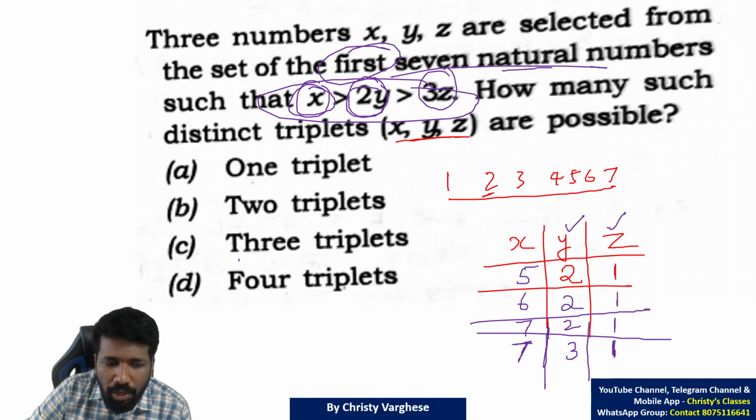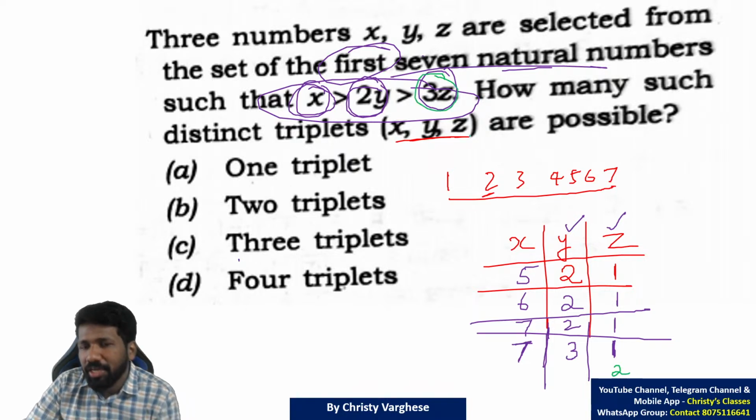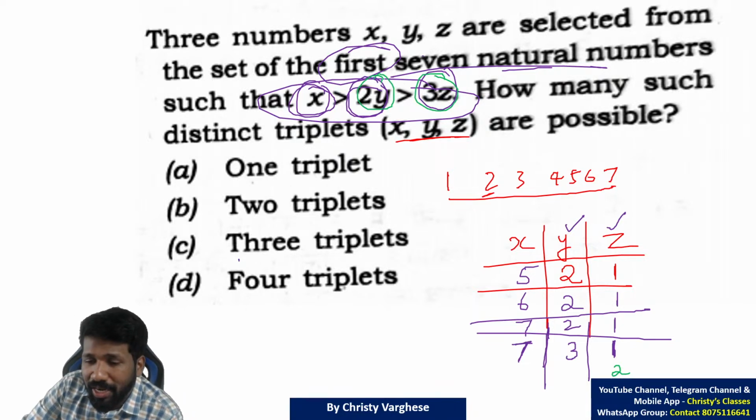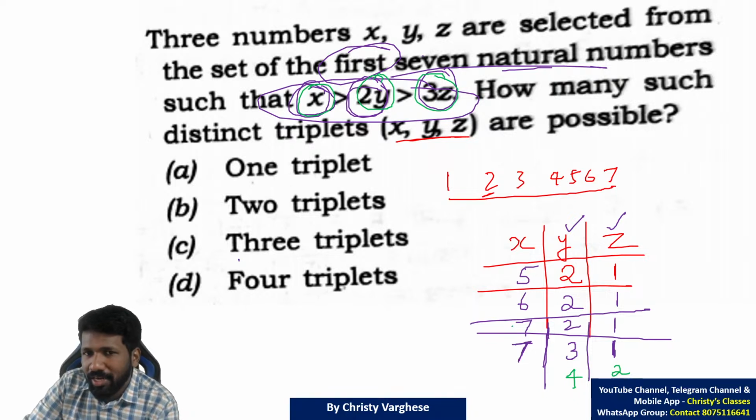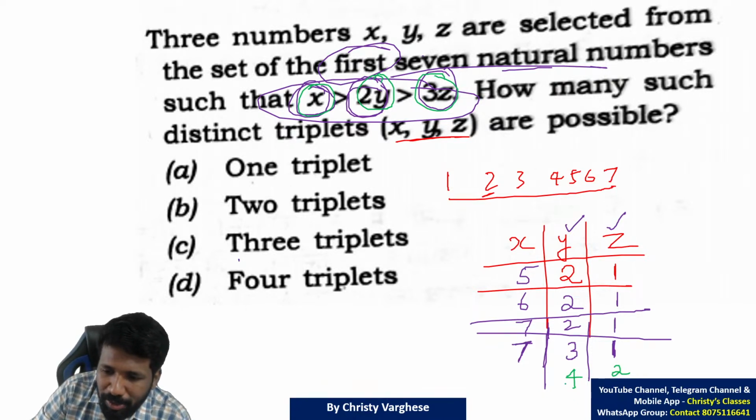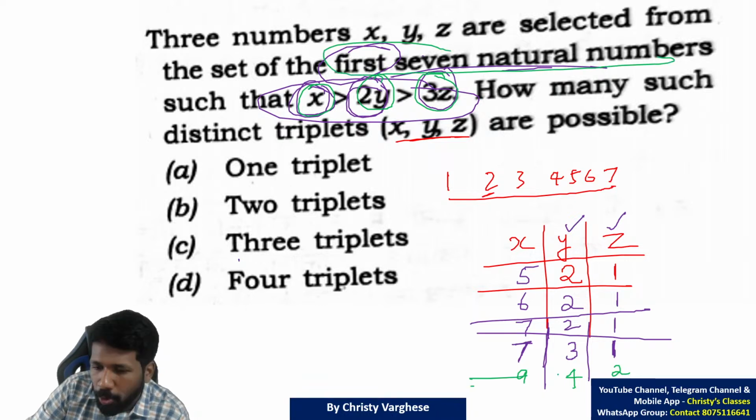Now if any of you have a doubt why z cannot be 2, what will happen if z is 2? 3 times z means 3 times 2, 6. 2y should be greater than that. 2y greater than that means y can be 4. Y can be 4 means 2 times 4 is 8. 8 is greater than 6. But what will you take for x? X should be greater than 2y also. That is 2 times 4, 8. X greater than 8 means 9 minimum. But it is the first 7 natural numbers only. That is why it is impossible.